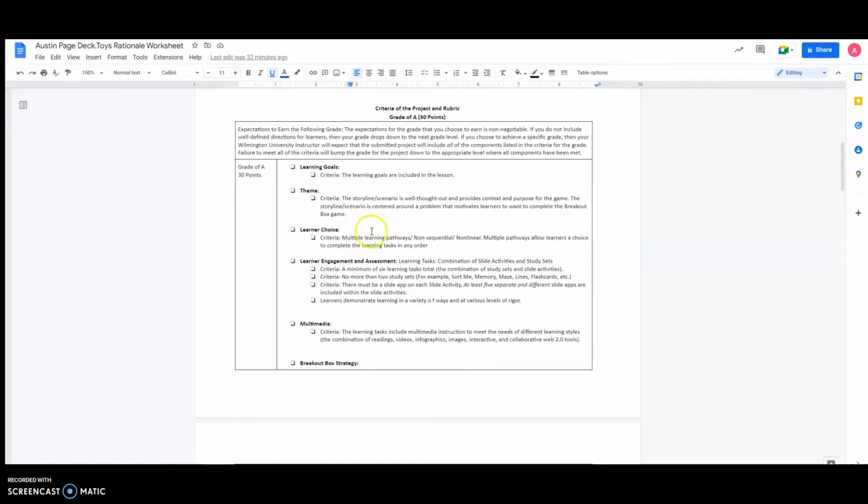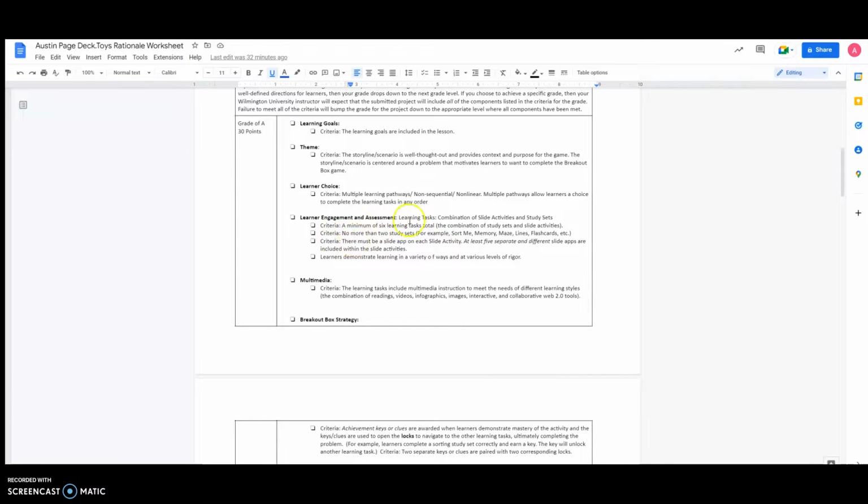For learner choice, there are multiple learning pathways. Part of it is linear at the end, but the beginning is non-linear. You have a choice. I think it's a good balance for third graders. And I needed a progression, so I needed to do part of it non-linear. But there are multiple pathways, so I do believe I've met that criteria.